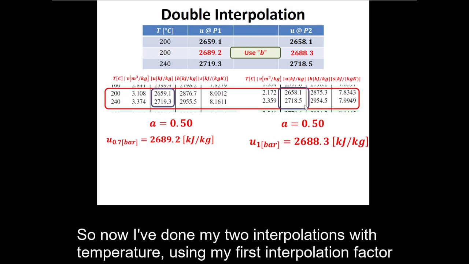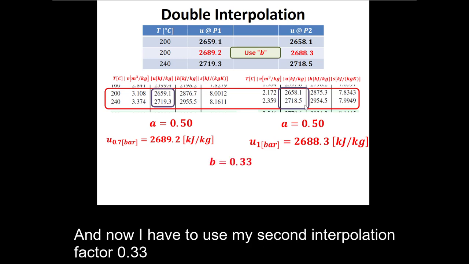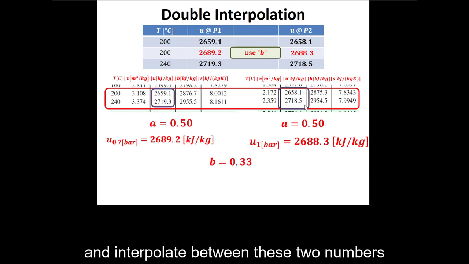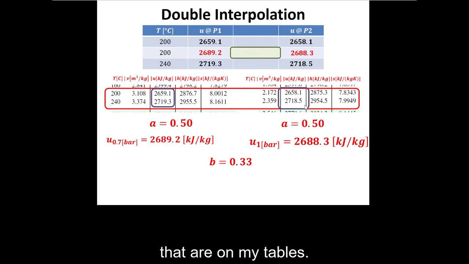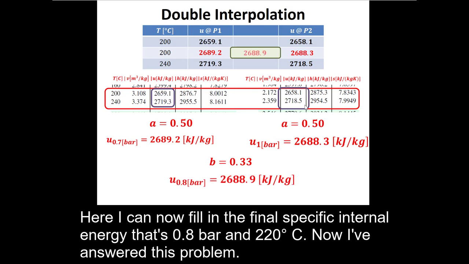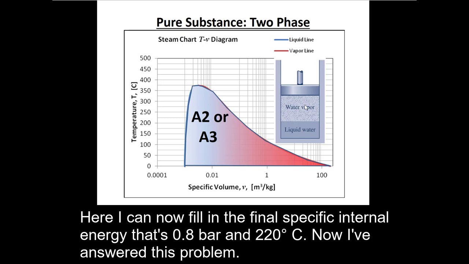So now I've done my two interpolations with temperature using my first interpolation factor. And now I have to use my second interpolation factor, 0.33, and interpolate between these two numbers that are on my table. Here I can now fill in the final specific internal energy, that's 0.8 bar and 220 degrees Celsius. Now I've answered this problem.